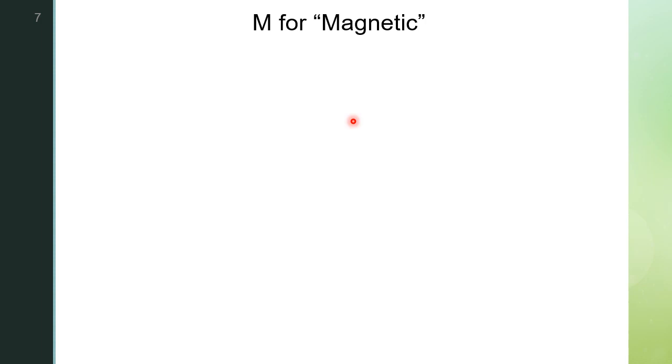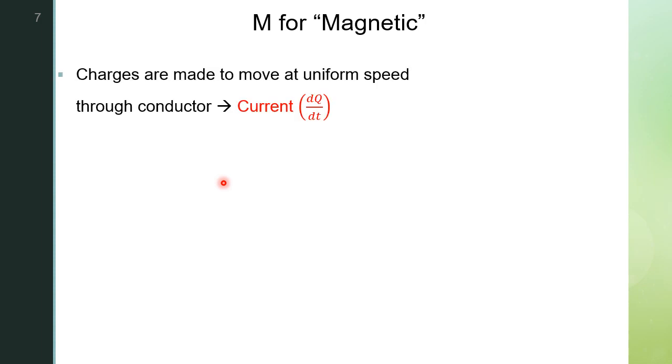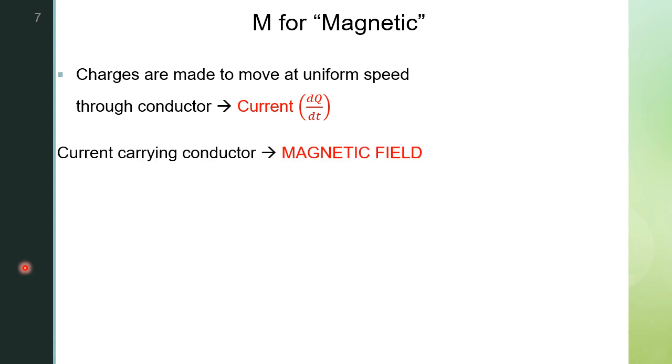Now in EMT, next is M, it stands for magnetic. Now these charged particles are made to move with a constant speed through a conductor. So if the charges are made to move, the rate of change of charge is called current. So due to the movement of the charged particles, there will be a current generated. Due to the current carrying conductor, we can have a magnetic field around it. So the reason for the magnetic field is current, and it is formed by the movement of charges through a conductor.